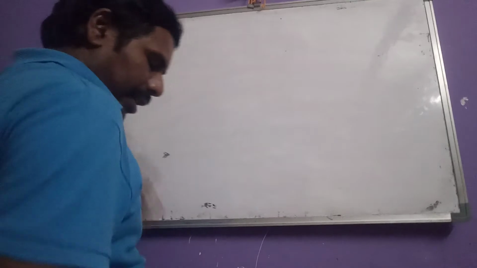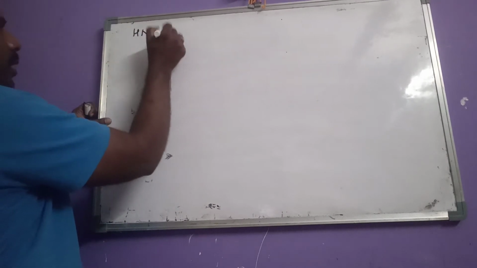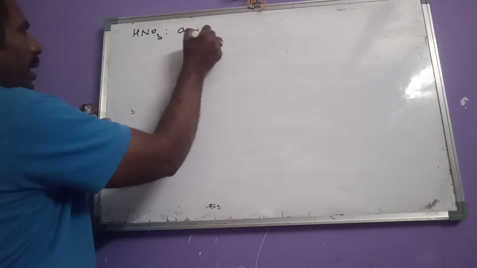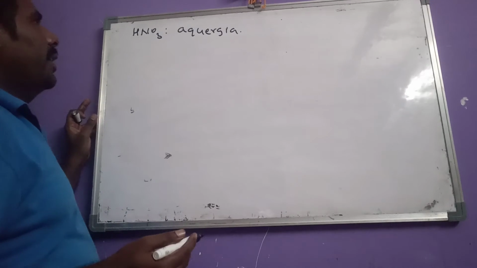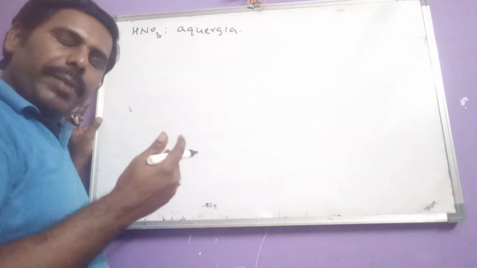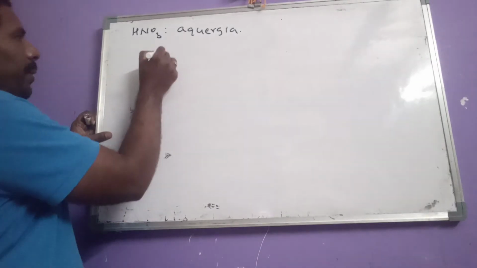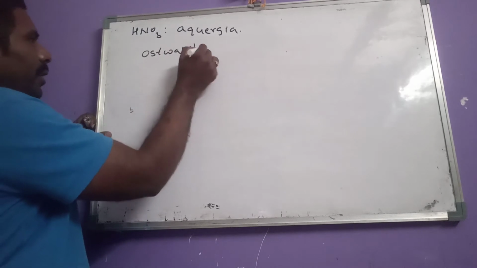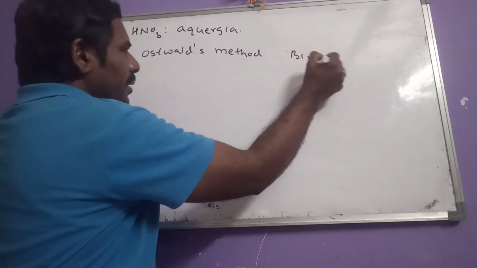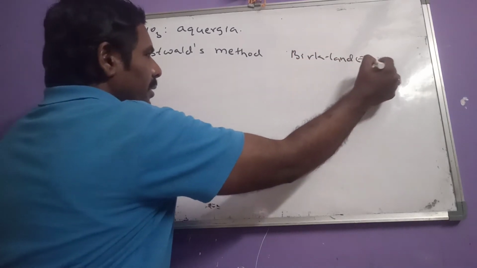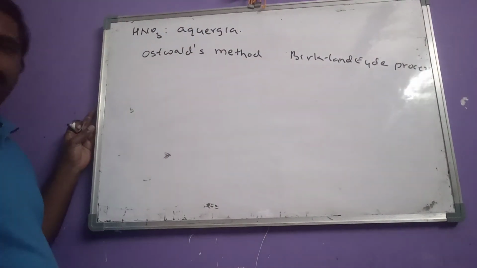So now let us see here. HNO3 is known as nitric acid or aqua regia. That is also called aqua regia. So now here, what are the methods of preparation of nitric acid? Let us see here. Two methods of preparation are there. First method is Ostwald's method and second method is Birkeland-Eyde process. So two methods are there for the preparation of nitric acid.